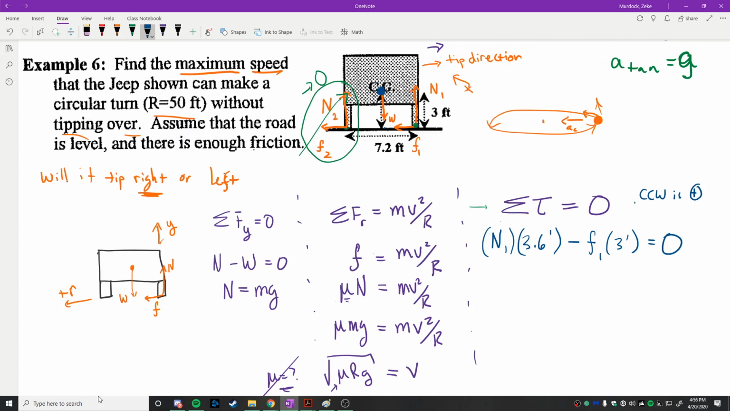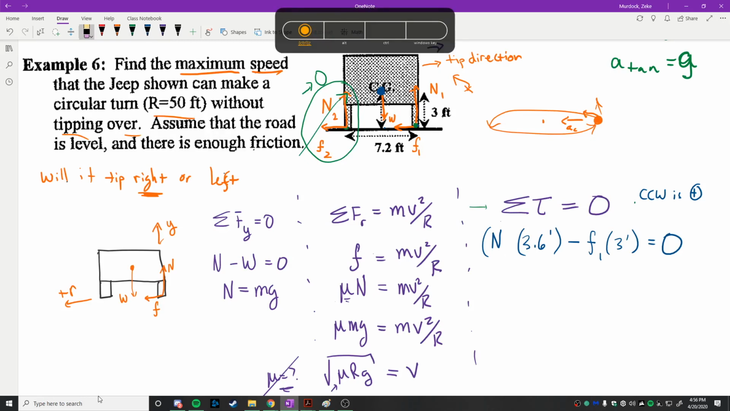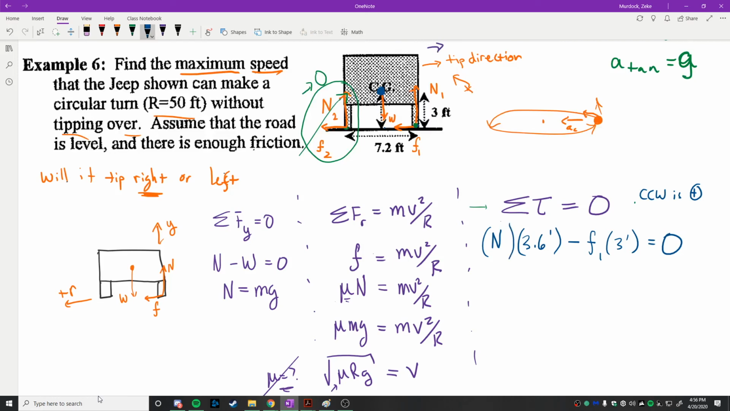I've kind of dropped these subscripts, haven't I? Oops. Okay, fine, we'll just call it N. This equation tells us what the coefficient of friction is, actually. N times 3.6 feet is going to be equal to F, which is mu times N, times 3 feet. Then we can solve here for mu. The N's cancel, and we're going to end up getting that mu is equal to, ooh, did I make a mistake?